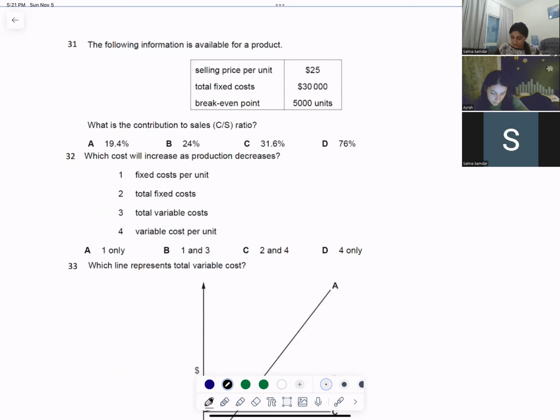Contribution to sales ratio. Selling price is 25. Break even is given as 5,000. So at break even point, your contribution will be equal to your fixed cost. Right?